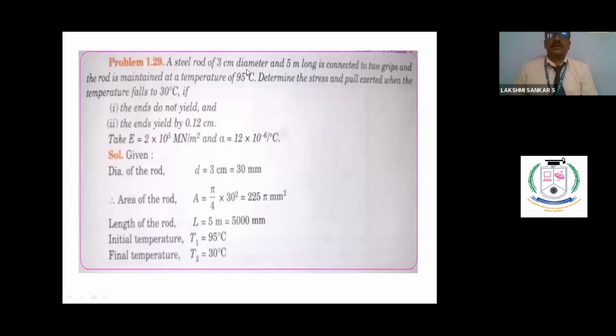Take this example. This is a steel rod, diameter given, length given. The two grips are maintained at a temperature of 95 degrees centigrade, which is reduced to 30 degrees centigrade now. If the ends do not yield, what will be the stress accumulated? And if the ends yield by 0.12 centimeter, what is the stress accumulated?